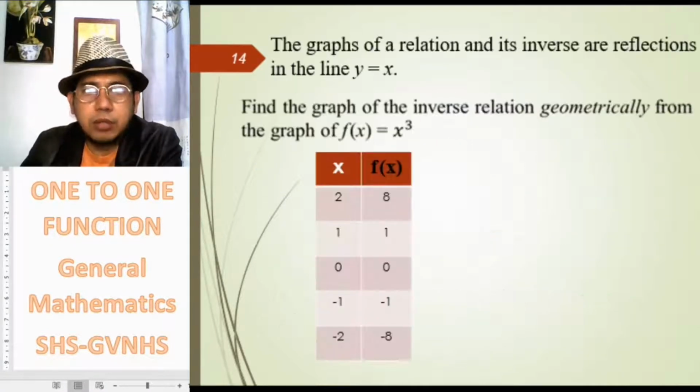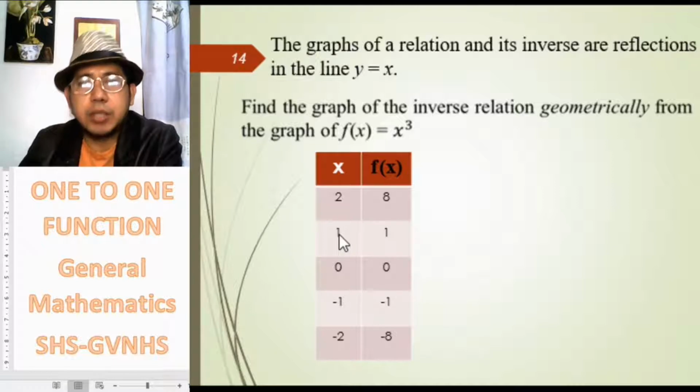Here are my values of x: 2, 1, 0, negative 1, negative 2. If my x is positive 2, then my y or f of x must be 8. That is the same as 2 raised to 3, which gives a result of 8. What about if my x is 1?